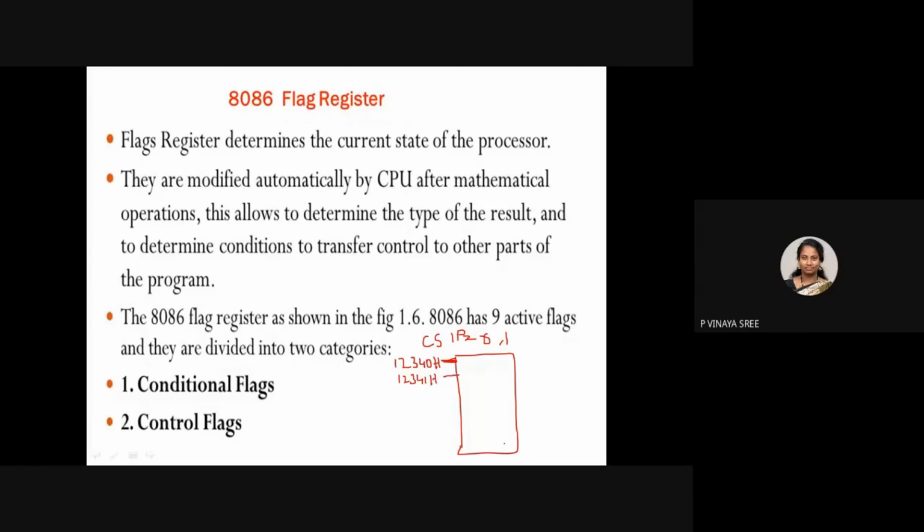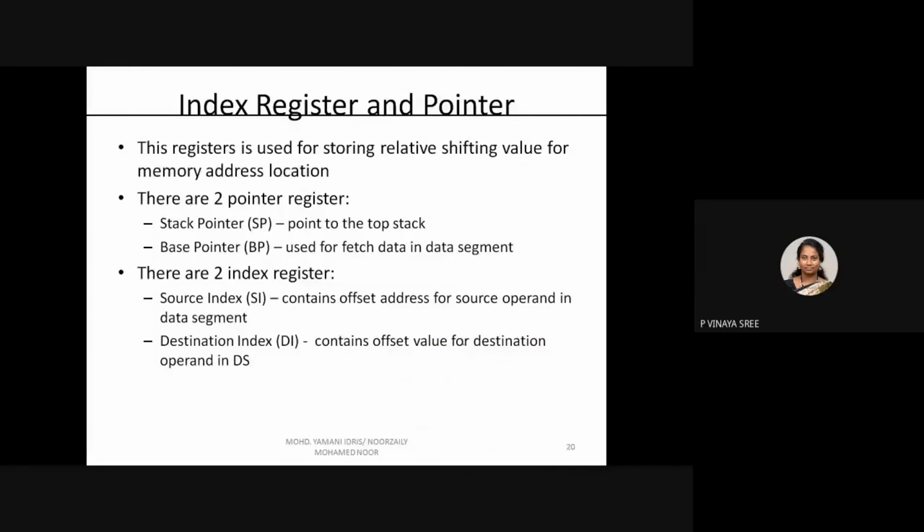Because this is a code segment, the program will execute in sequence, one by one. So the value will be changed in the instruction pointer: 0, 1, next it will be incremented to 2, then 3, then 4. So that you will be getting 1234 0, 1, 2, 3, 4, like that. It will be accessing in this way. That's the reason the instruction pointer will be incrementing.